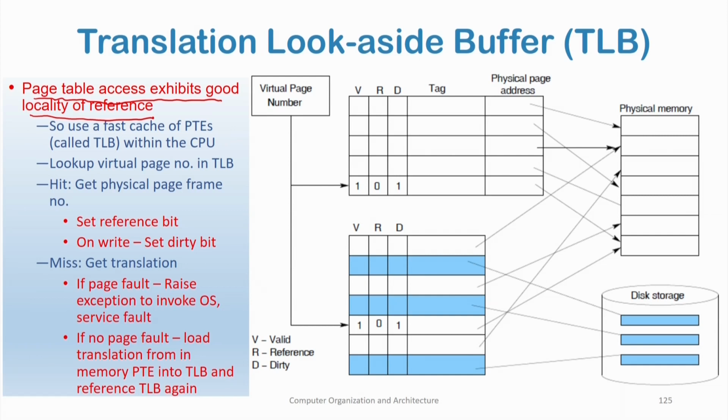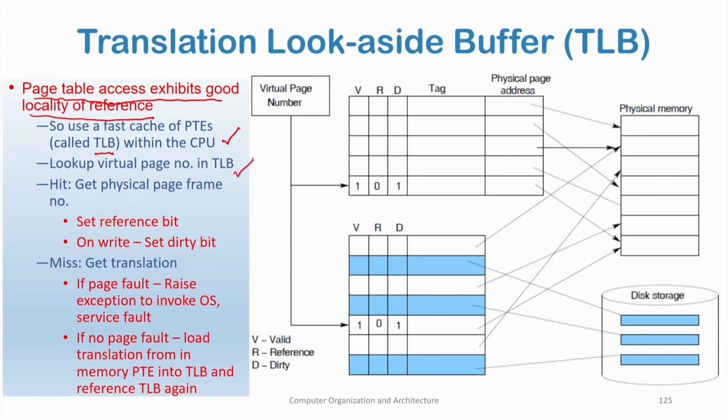for page memory accesses, and therefore, the same happens for page table accesses, page table entries. The same page table entries are likely to be accessed soon again. So, therefore, we can use a fast cache for page table entries, and this cache is called the translation look-aside buffer within the CPU. So, we look up the virtual page number in the TLB.